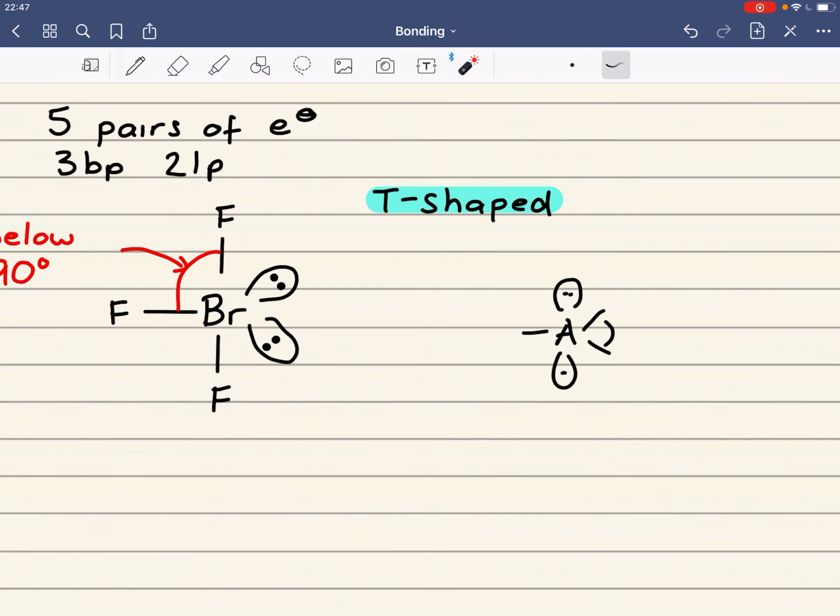In reality, the lone pairs are always in the equatorial position. So it really will be T-shaped. If this was the shape, it would be just like a trigonal planar. But that's not the case. It should be T-shaped.